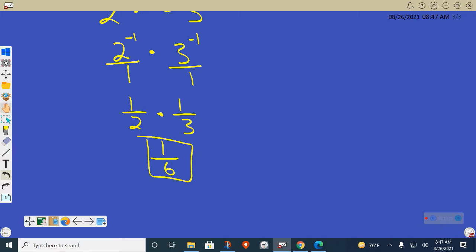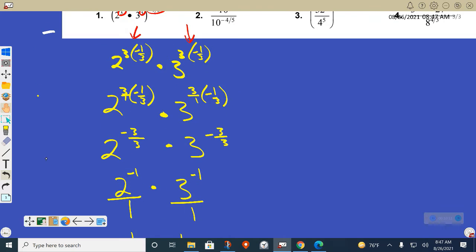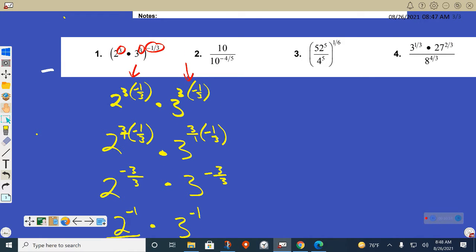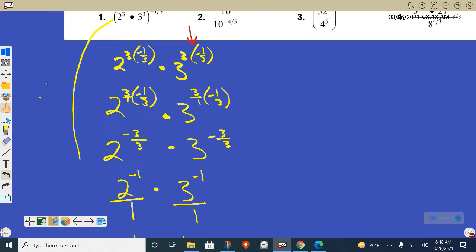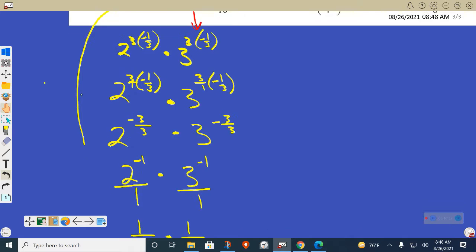So look at where we started from. This nasty expression up here ends up becoming, in the end, with all of the rules of exponents, just 1/6. It's crazy.